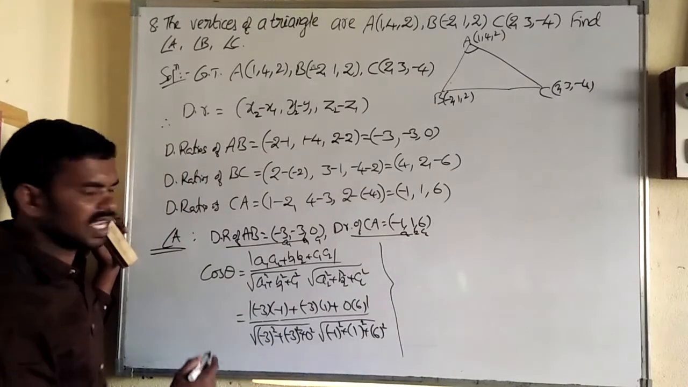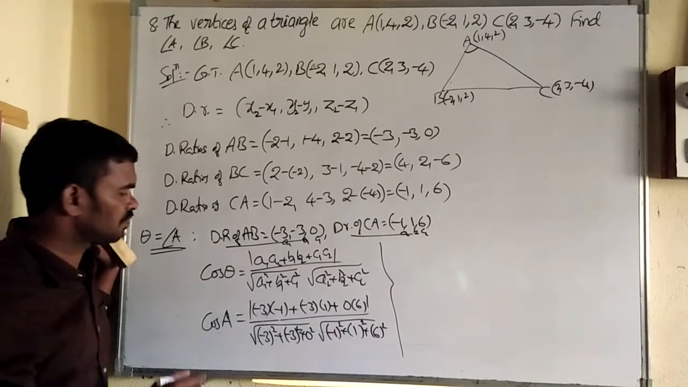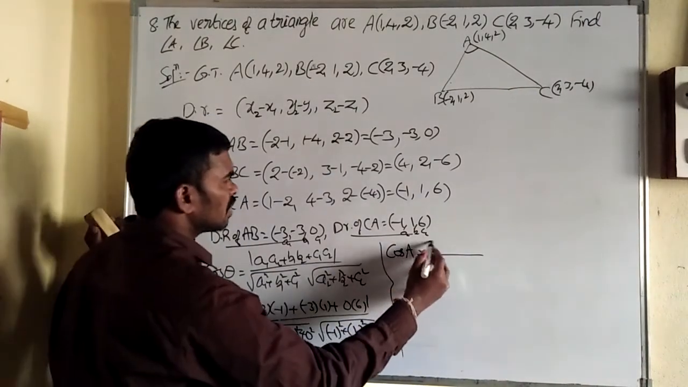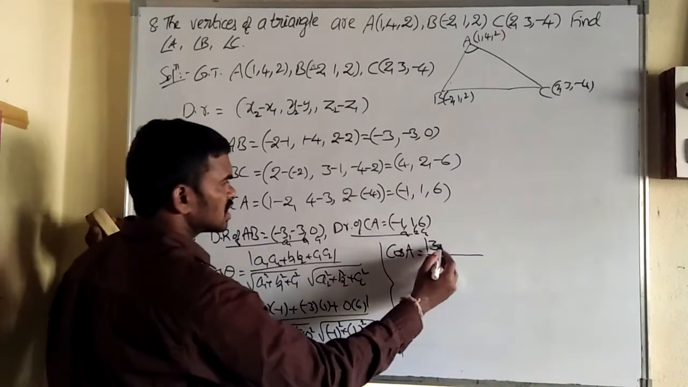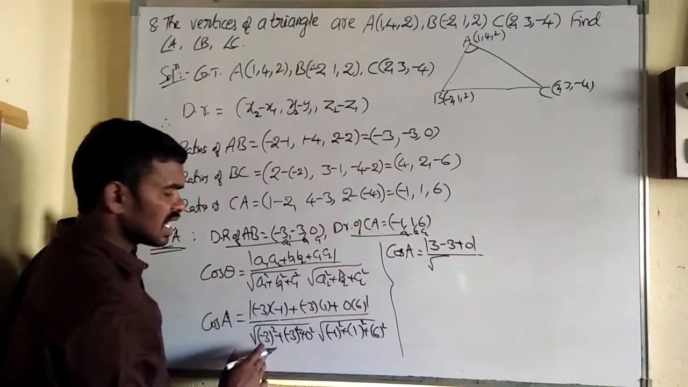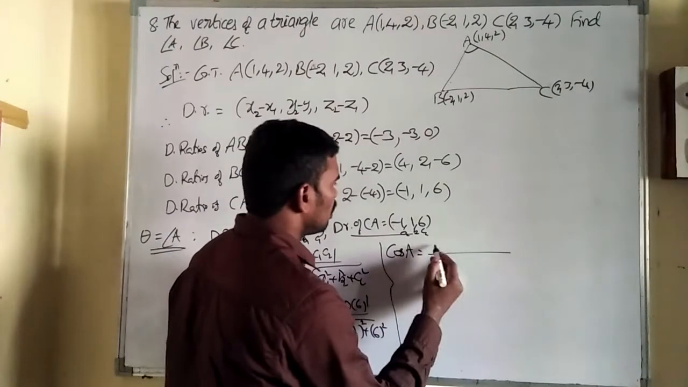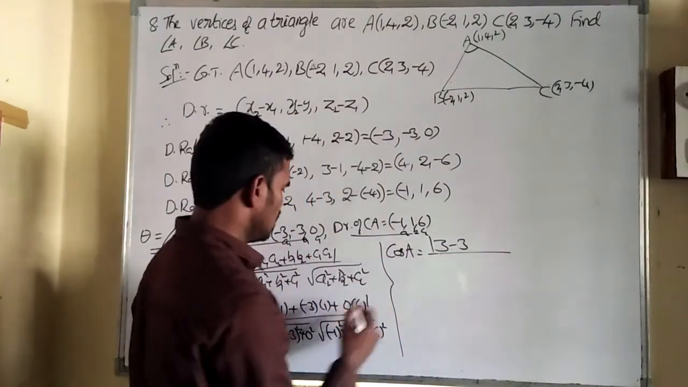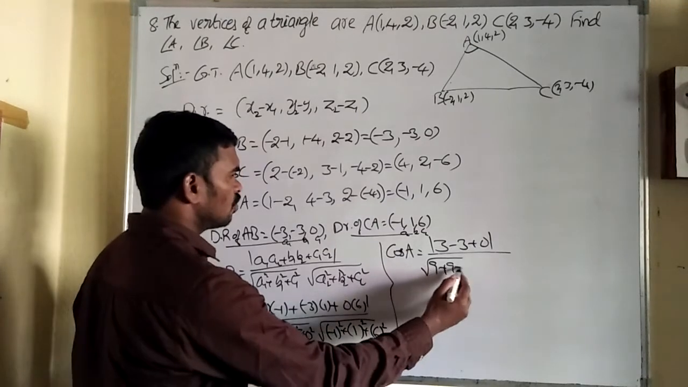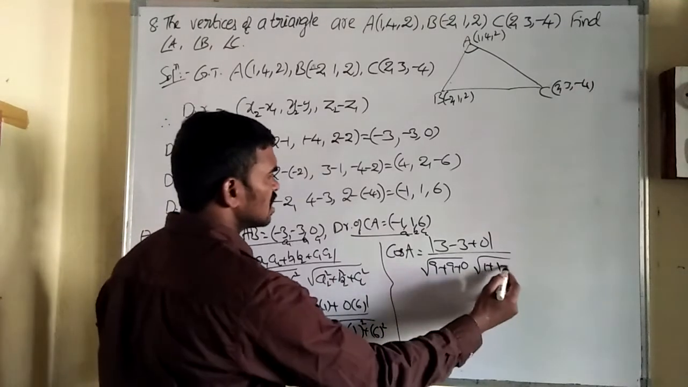Simplify this, we can get cos A, angle A. So theta equals angle A. Therefore cos A equals modulus of minus 3 into minus 1 plus minus 3 into 1 plus 0 into 6, by root of minus 3 square is 9, plus minus 3 square is 9, plus 0 square is 0, into root of minus 1 square is 1, plus 1 square is 1, plus 6 square is 36.